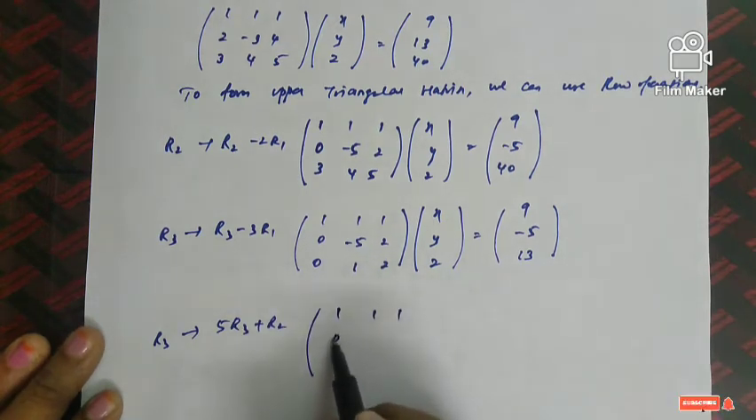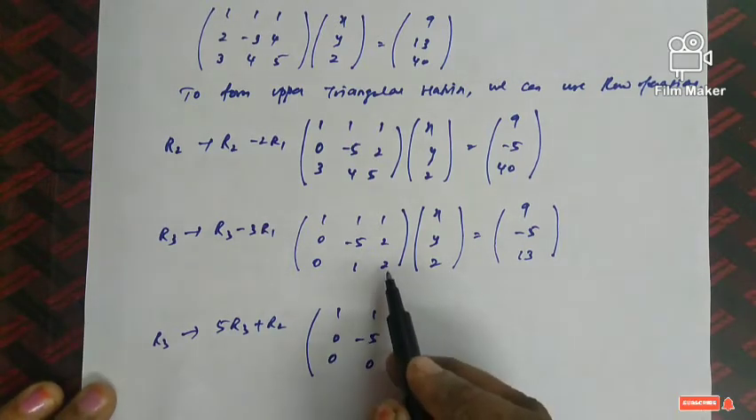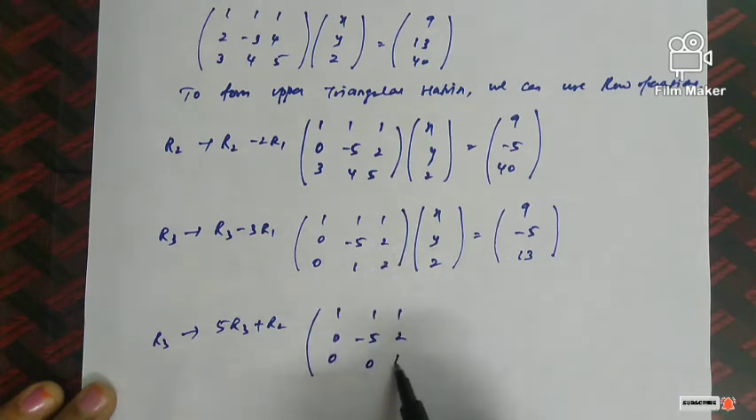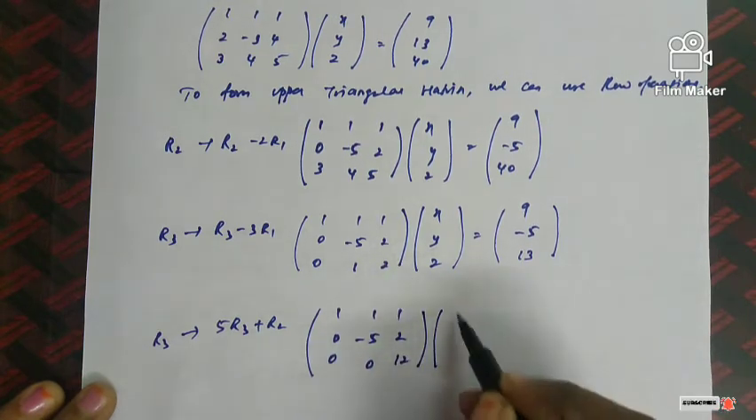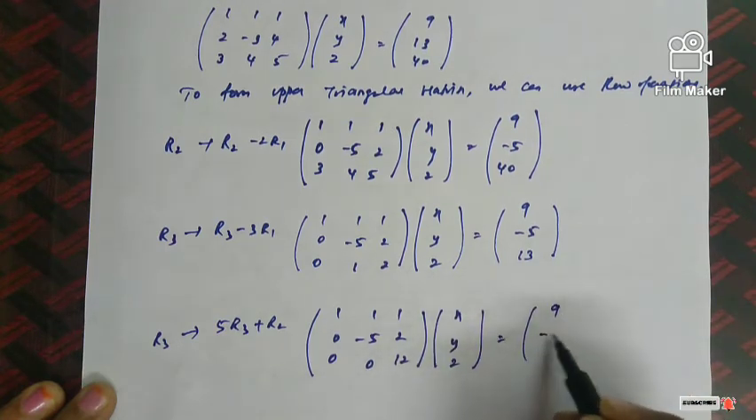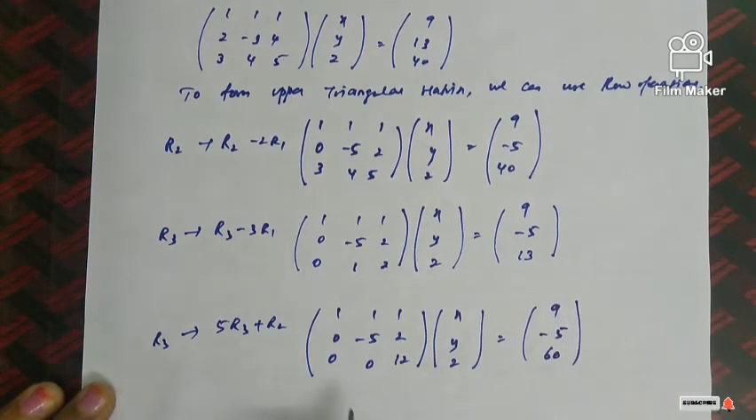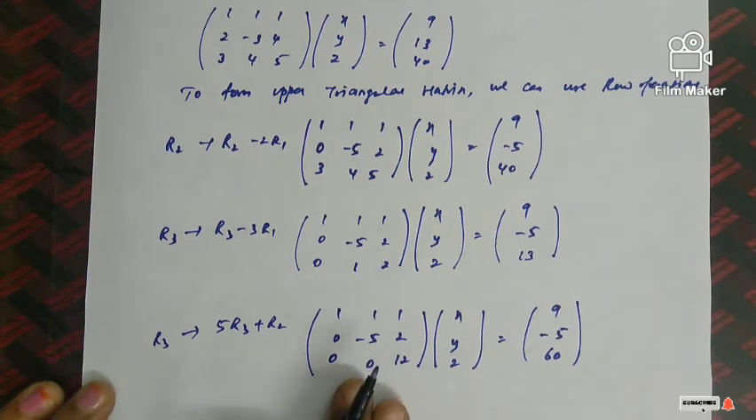1 1, 0 minus 5 2, and here it is 0, 5 minus 5 0, and here it is 10 plus 2, so this will become 12, and x, y, z, and here it is 9 minus 5, and this one will become 60. Now look at this. This matrix is an upper triangular matrix. Below the leading diagonal all the elements are 0. So now we can apply the back substitution. So this is called an upper triangular matrix.